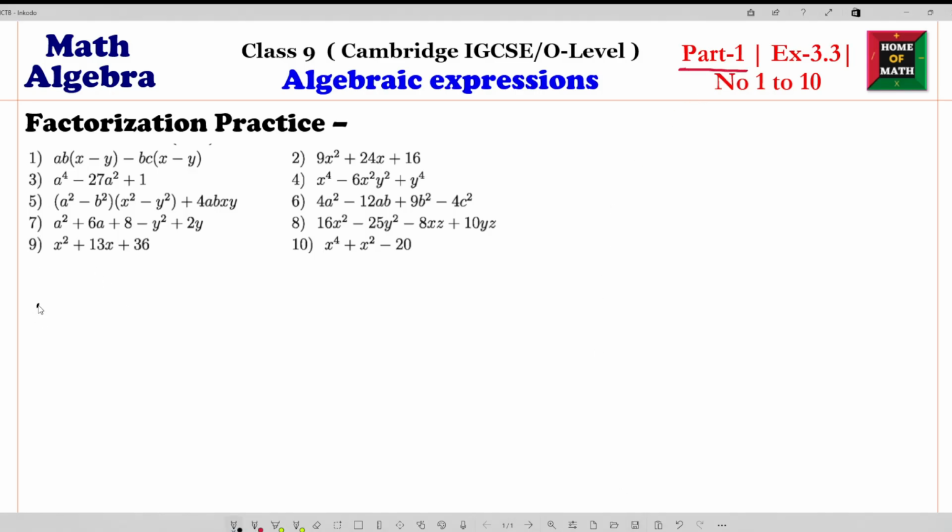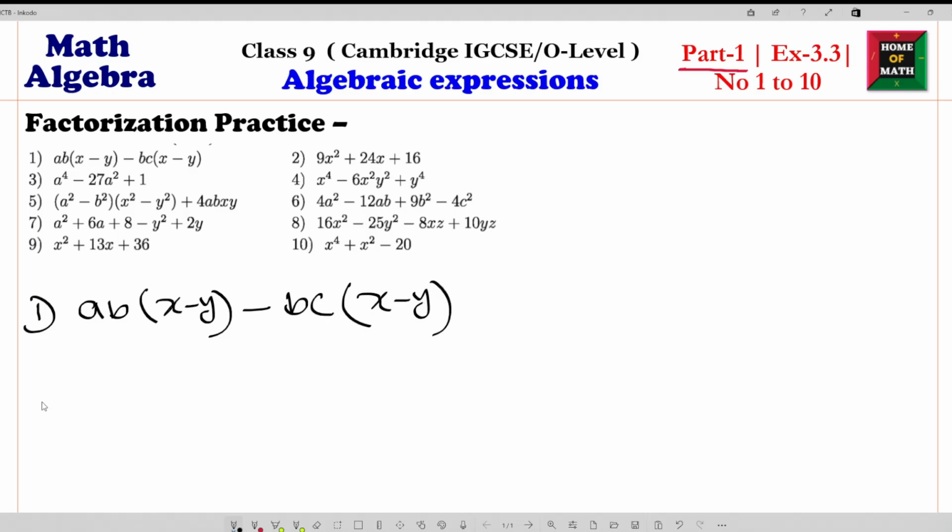First question. ab(x − y) − bc(x − y). So this expression has two parts. One is ab(x − y), another one is bc(x − y).